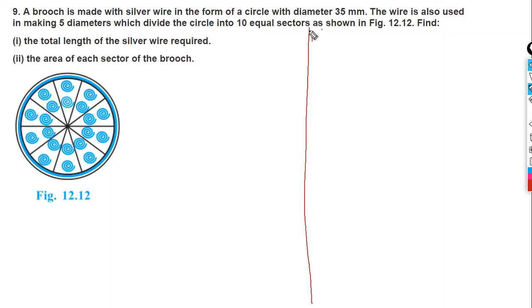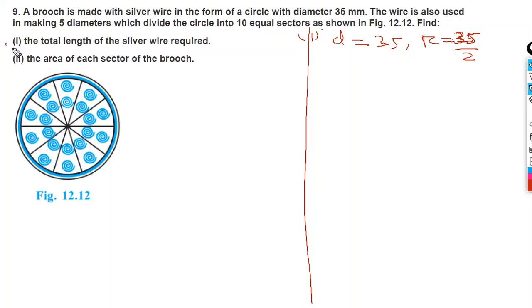So let's start. What is given here? Diameter is given, r is not given, so we will write d equal to 35, so r is equal to 35 by 2. Now theta, we don't know theta. In the first part we don't know theta.